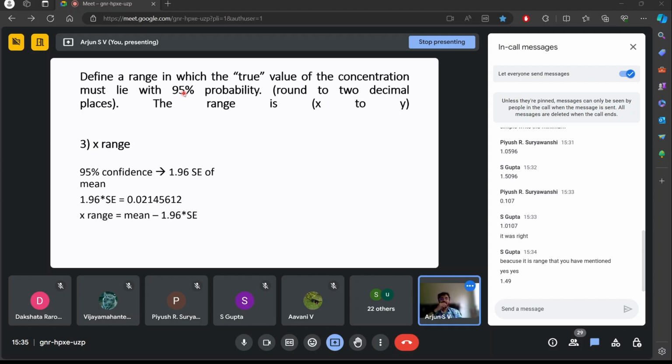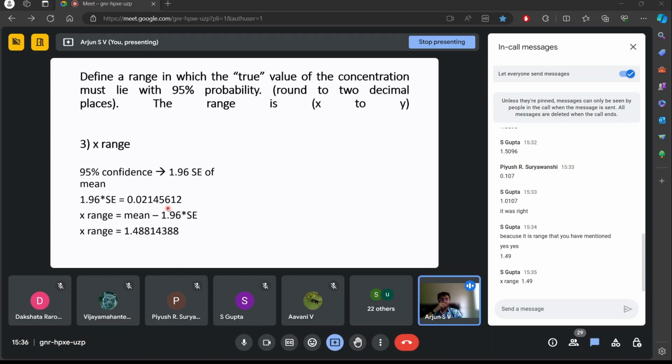Sorry. Okay, these are two different questions, right? So they have told us the range is x to y. So x is the lower limit and y is the higher limit from the mean. For calculating x, you must subtract 1.96 standard deviation from the mean, which will give you around 1.488. Yeah, 1.49 also works. The acceptable range is between 1.48 and 1.49.